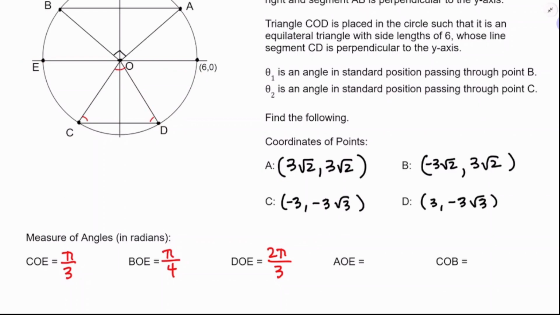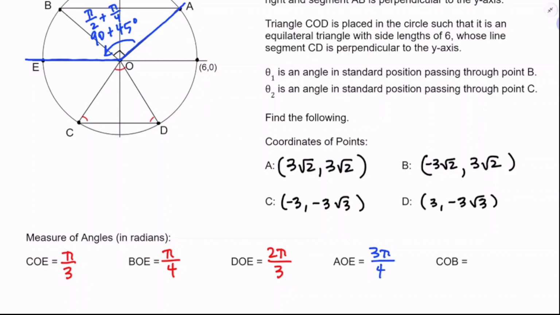Right. AOE. I'll switch over to blue here. A to O to E. We've got the 90 degrees and another 45. So that's 3 pi over 4 right there. 90 plus 45 is pi over 2 plus pi over 4. That would be 3 pi over 4.